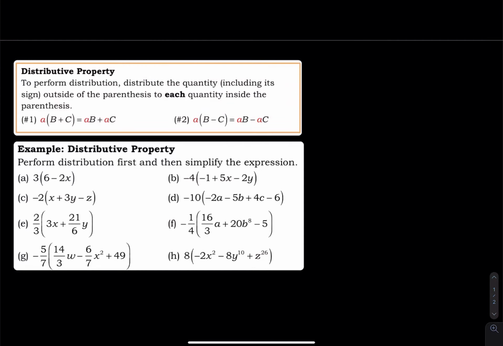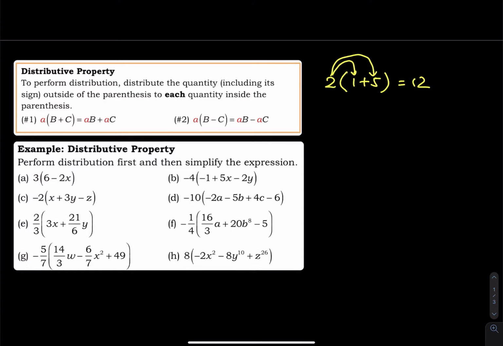You have 2 times 1 plus 5. So 1 plus 5 is equal to 6. 2 times 6 is equal to 12, right? If you perform the distribution, then you will distribute the 2 to the 1 and the 5.